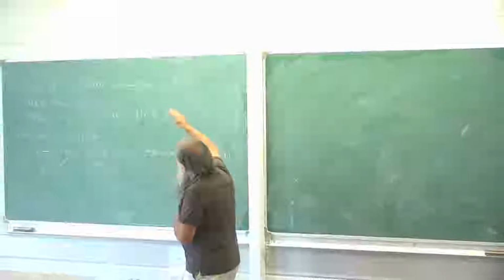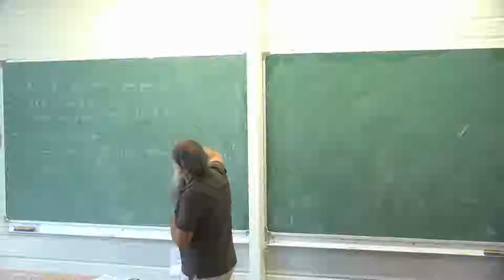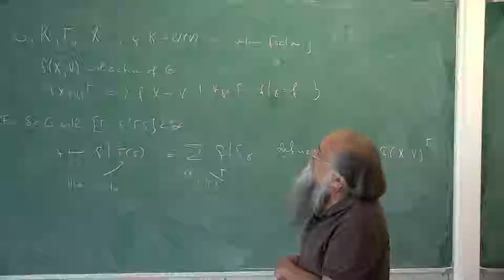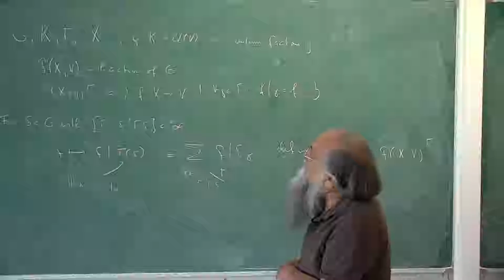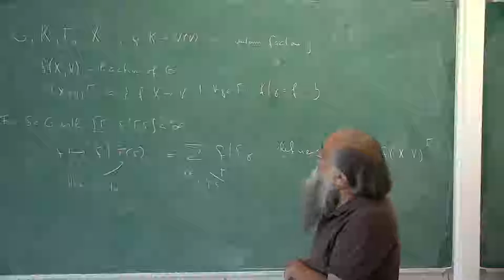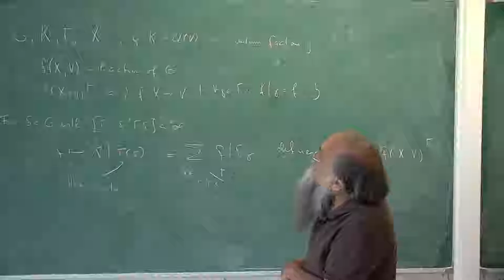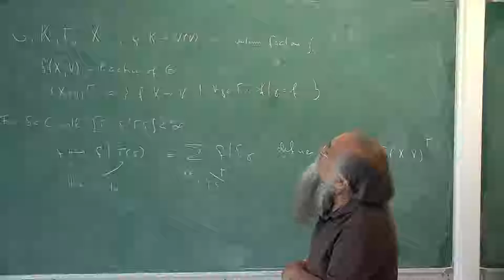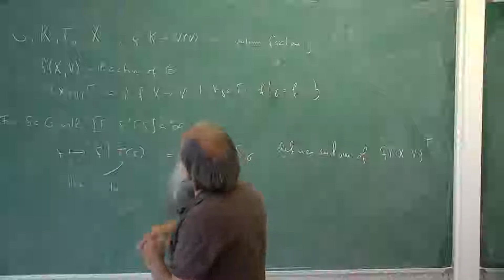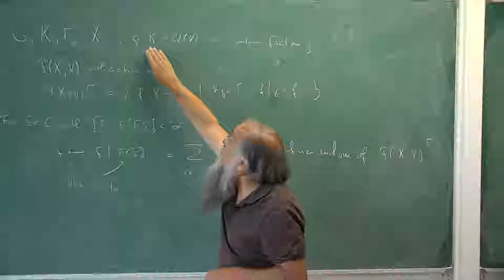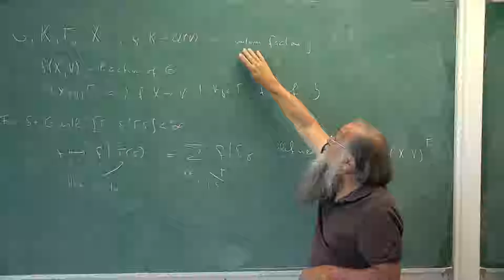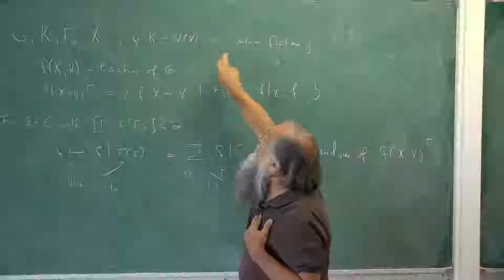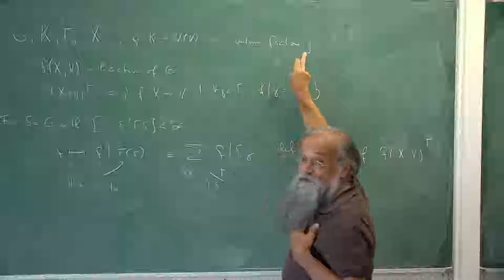I wrote down the setting where I stopped last time. So G was, at least for the moment, an arbitrary locally compact group, K a compact subgroup, Gamma a discrete subgroup, and X a space on which G acts transitively with a fixed K. And by using a representation rho of this compact subgroup, we could go to a space of functions on X if we can associate to rho some automorphic factor.